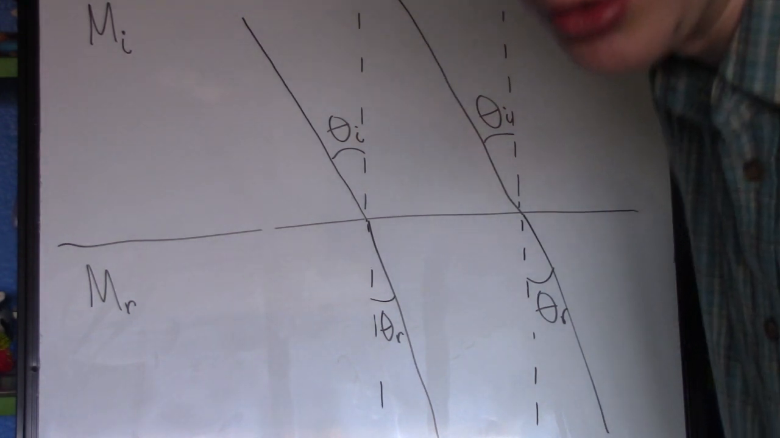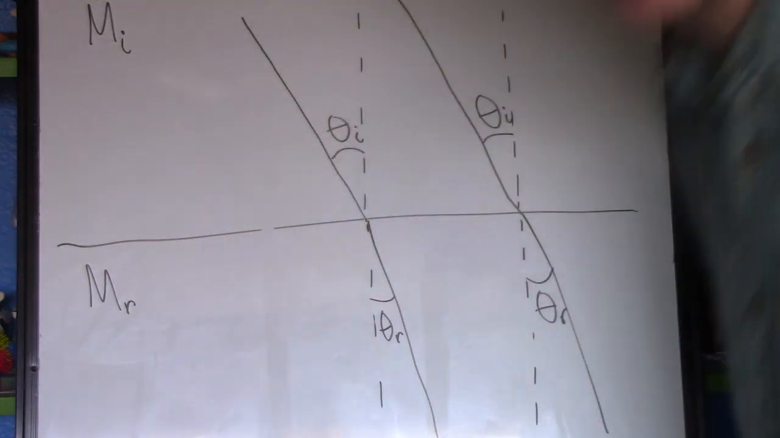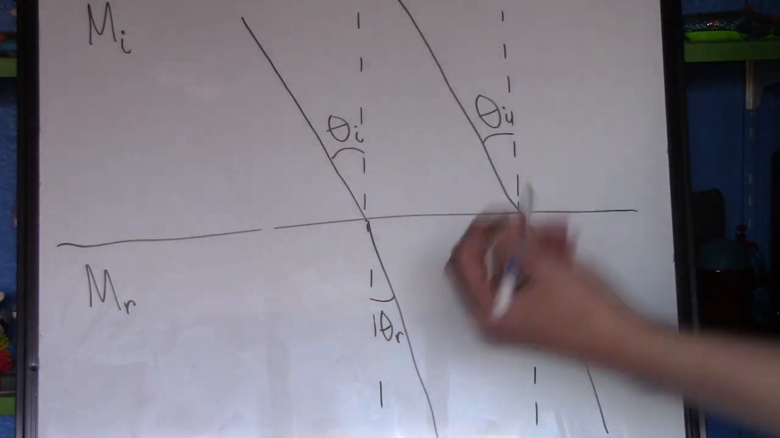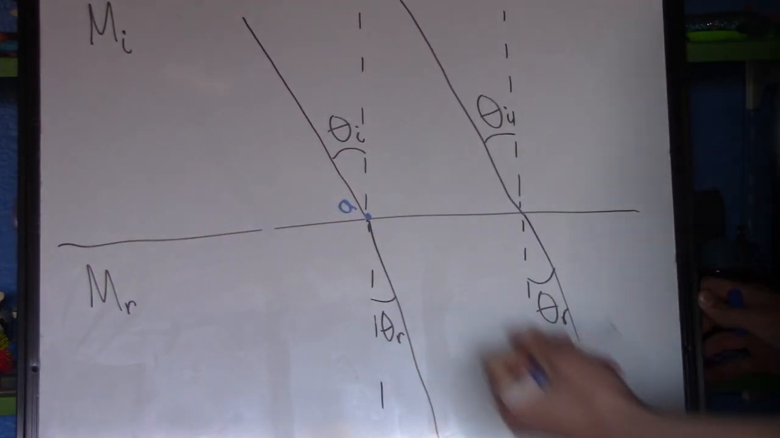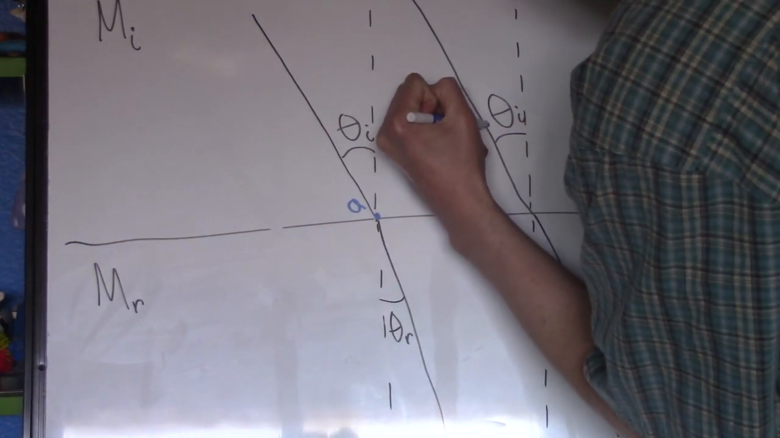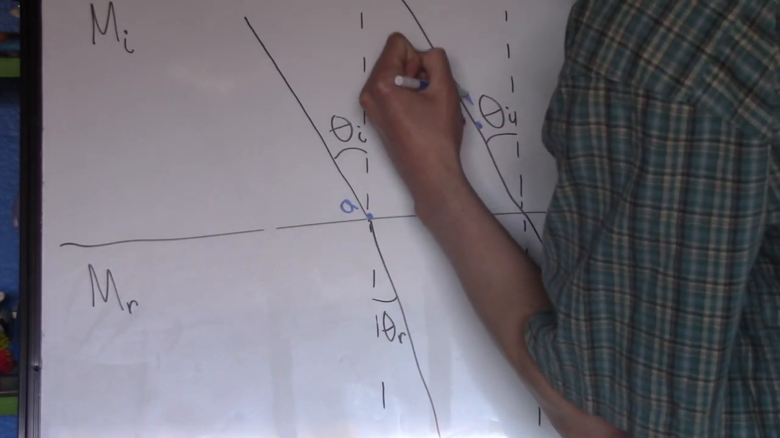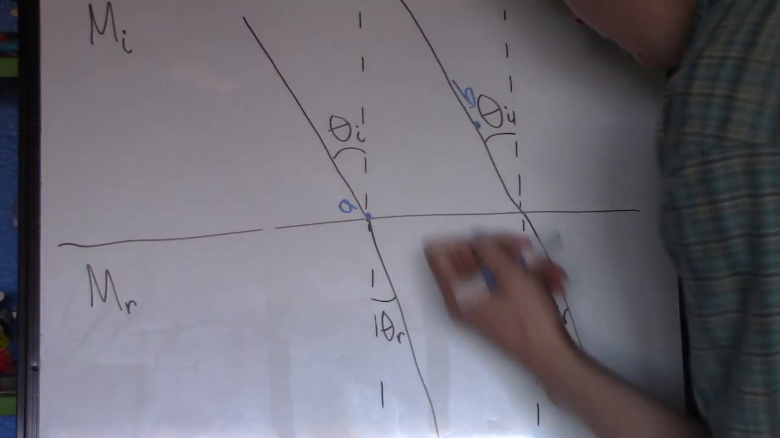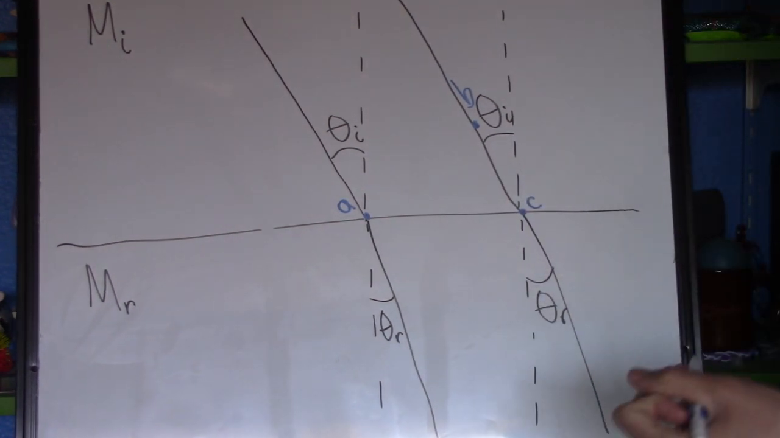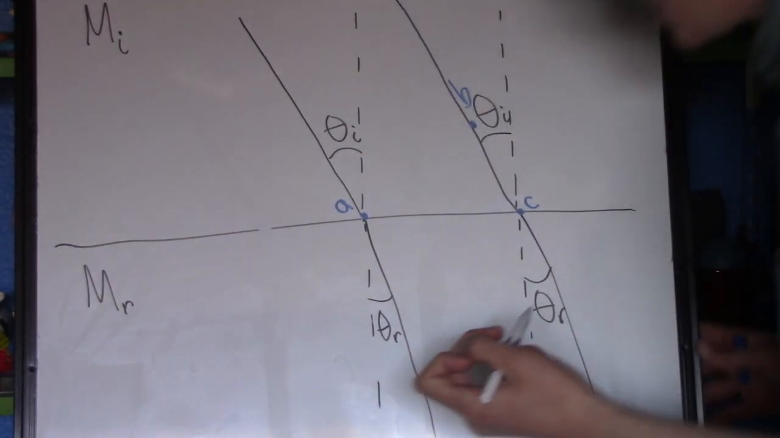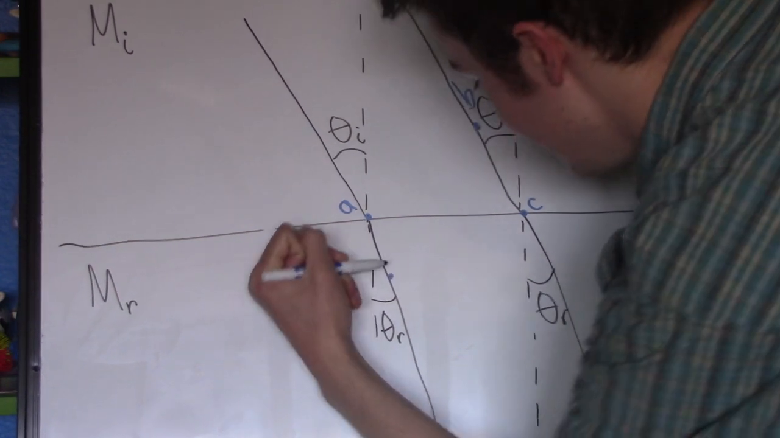Alright, so now what am I going to do? Well, it's time to do some basic geometry. So I'm going to label some points. I'm going to put a point right there, label that A. I'm going to put a point there, and I'm going to label that B. And I'm going to put a point right there, label it C, and I'm going to put a point right here, label it D.